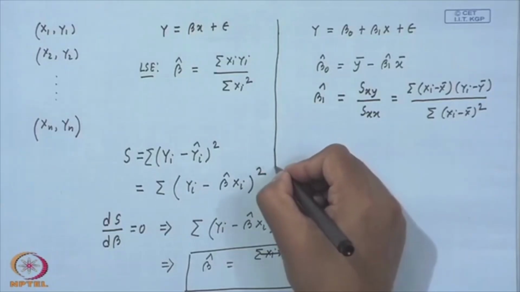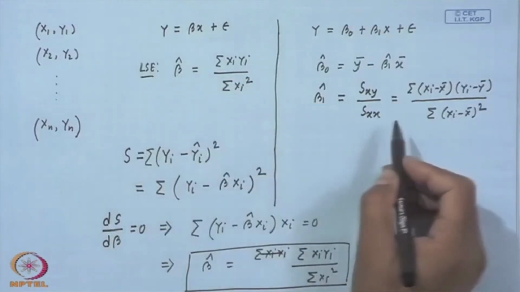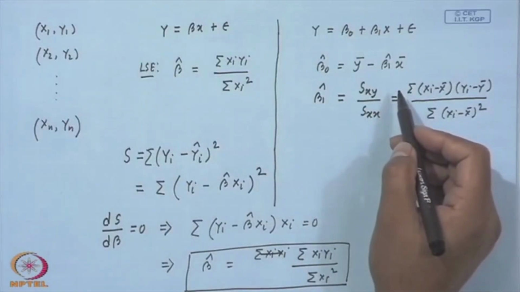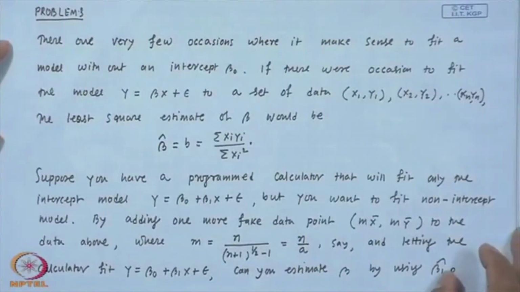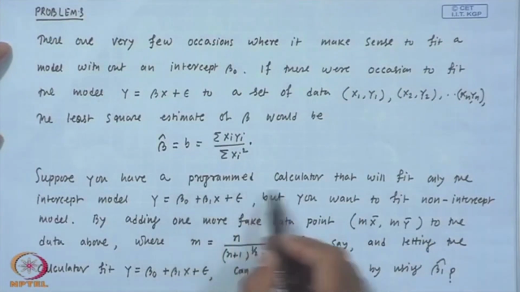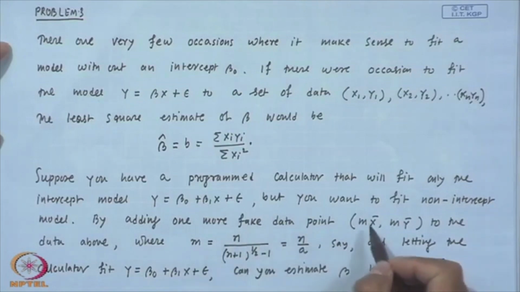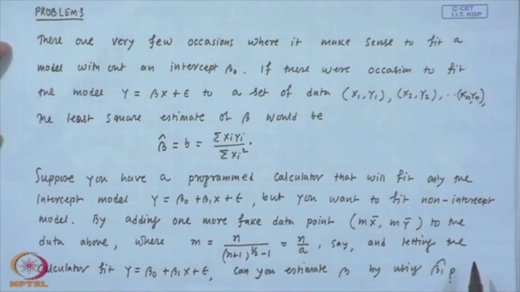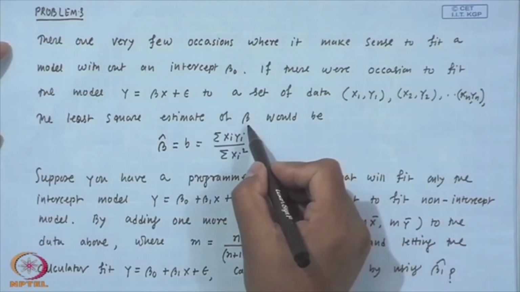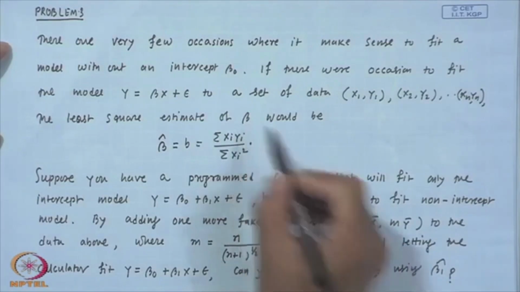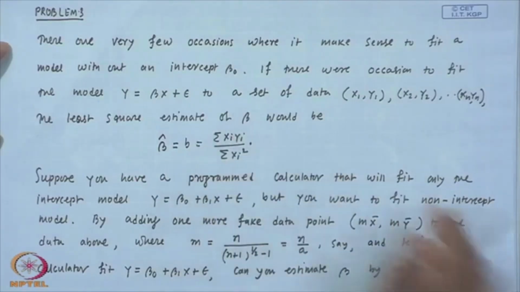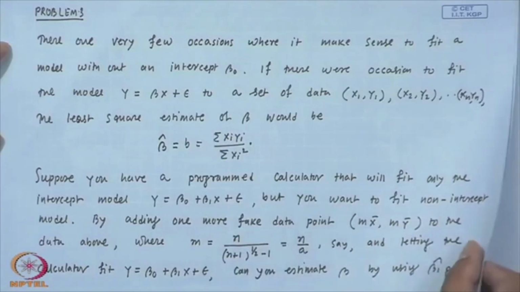Now, the problem is that we want to find this beta using the program calculators we have. Okay, let me see the question once more. Suppose we have a programmed calculator that will fit only the intercept model, this one, but we want to fit a non-intercept model. Now, the question is, by adding one more fake data point, say this one, can we estimate beta by using beta 1 hat, that means by using this program. Okay.